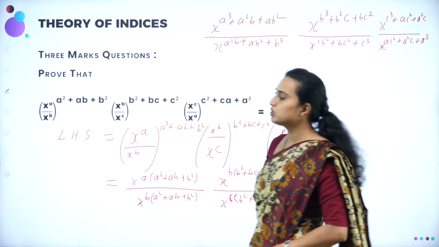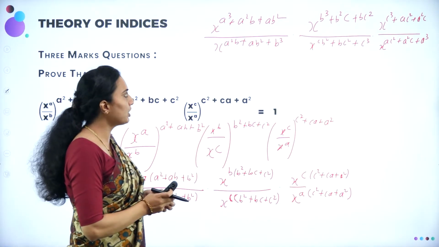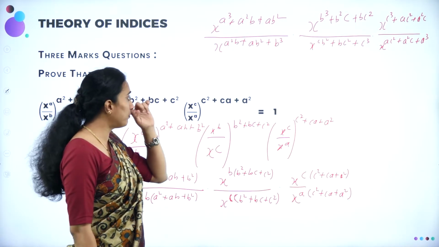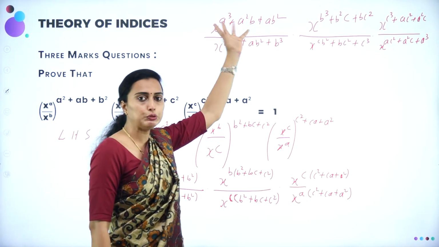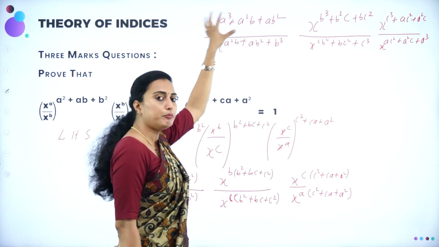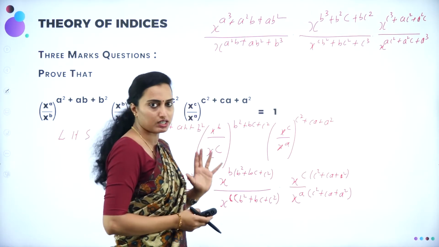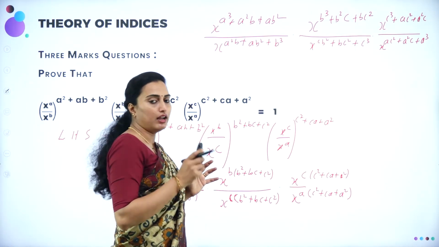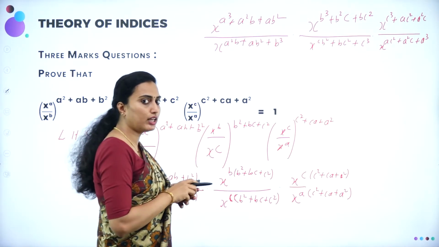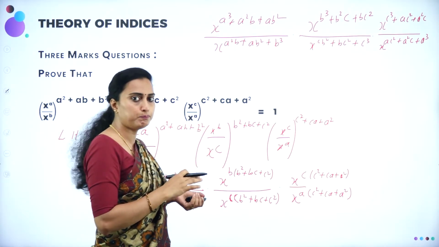You can observe, dear students, here you are having the same power with the same base. You can cancel the numerator and the denominator. If you observe, you can split up, because the base is the same and the powers are added. If the powers can be added, it can be split, isn't it? a power m into a power n can be written as a power m plus n, and accordingly a power m plus n can be written as a power m dot a power n.